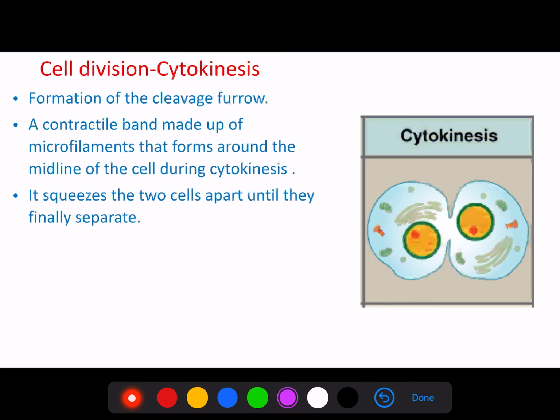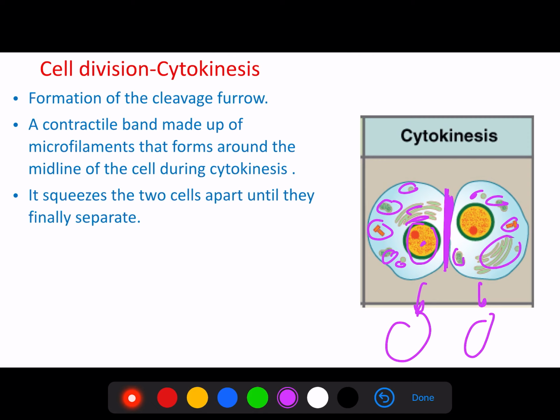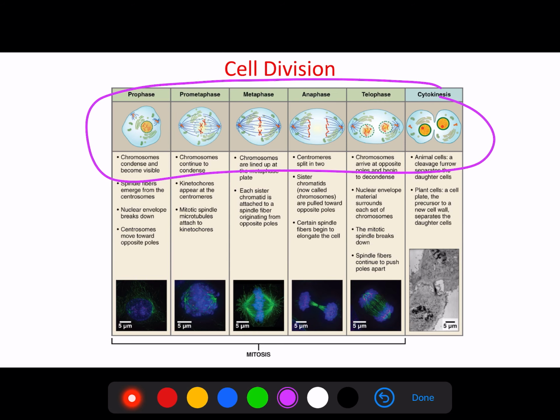The cytokinesis is the one that would establish two independent cells. So they will be cut, and each one now is a separate cell that has its own nucleus with its own nuclear envelope. The chromatin are inside. It has the full set of organelles as its mother cell. This is the cytokinesis. And usually cytokinesis would overlap with telophase. So this is an overall summary of these steps. You need to know them.